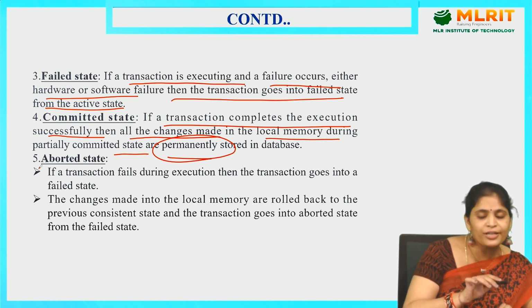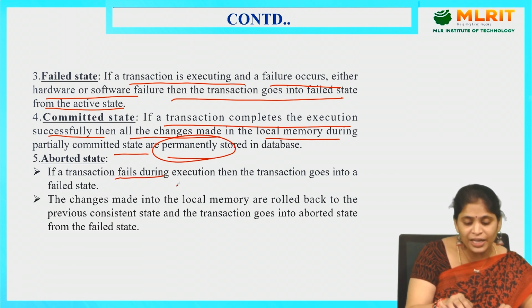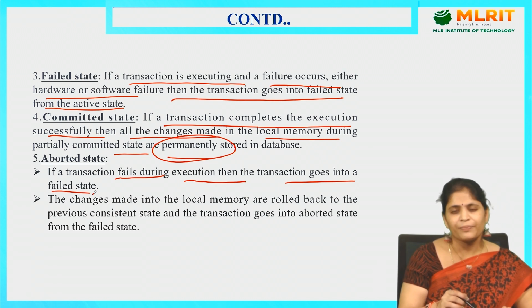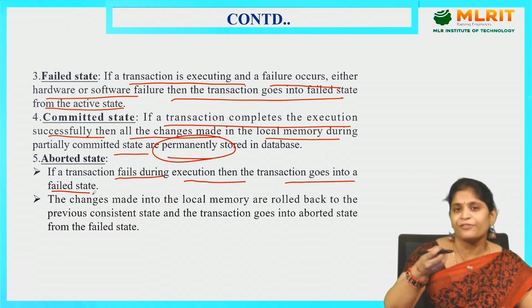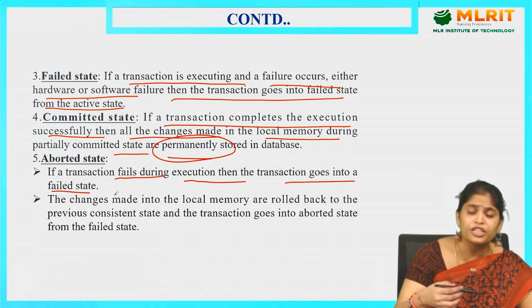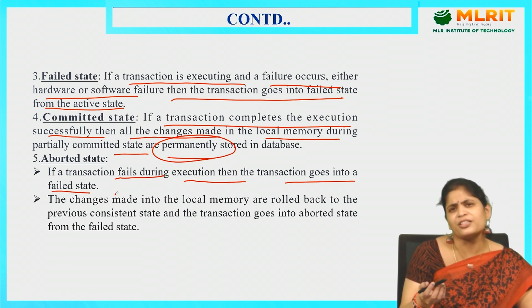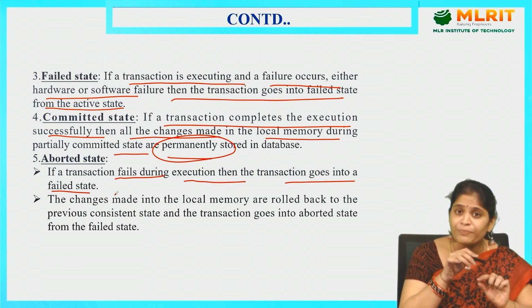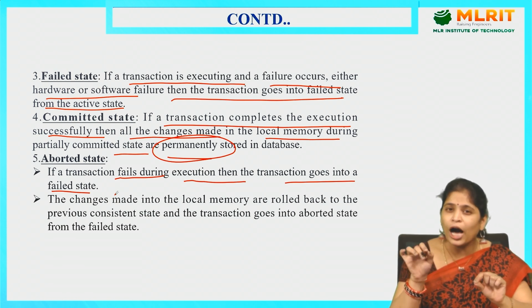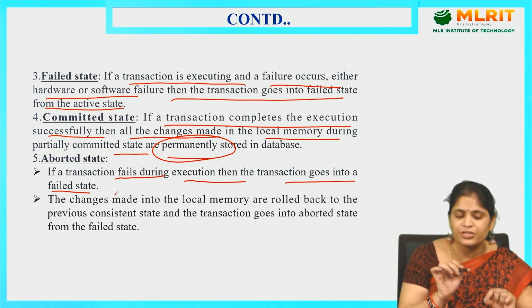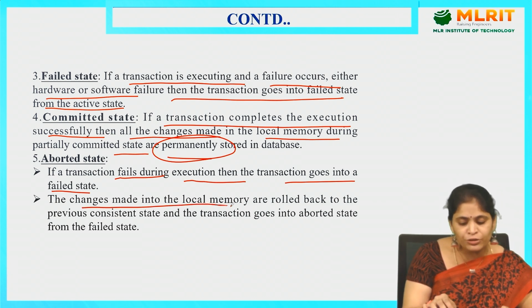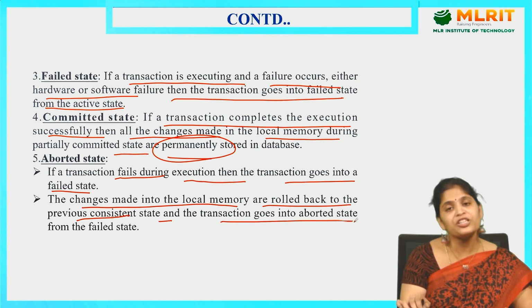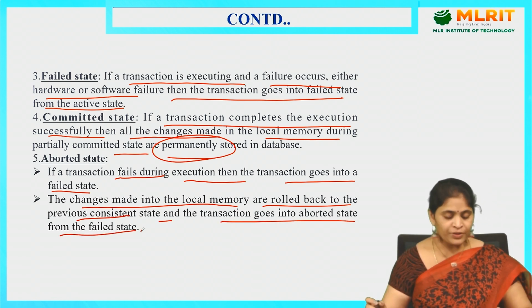So what is the aborted state here? If a transaction fails during the execution, then the transaction goes into a failed state. So the transaction starts and it fails. In the middle of the execution, the transaction may fail. Then it also goes to the failed state, and from that failed state, we go to the aborted state by using rollback operations. So the changes made in the local memory are rolled back to the previous consistent state, and the transaction goes into the aborted state from the failed state.